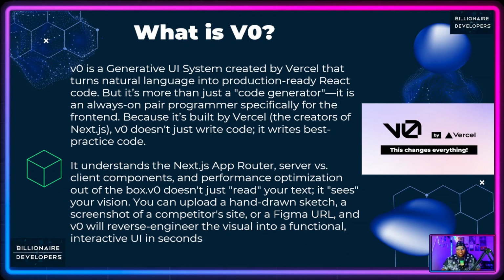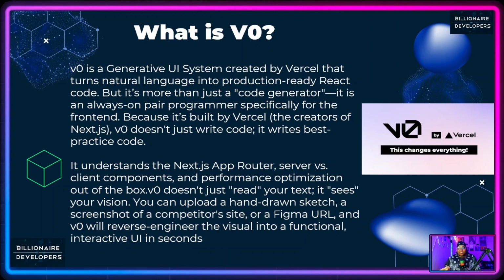So let's jump straight into it and ask ourselves, what exactly is V0? As I mentioned, V0 is a generative UI system created by Vercel that turns your natural language into production-ready React code. So what does that mean? It means that you can simply talk to it, right? This is where prompt engineering comes in, where we simply talk to V0 and tell it what we want.